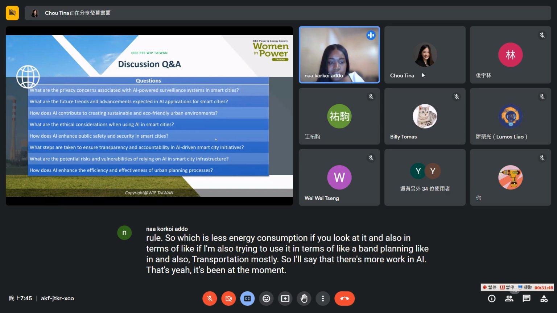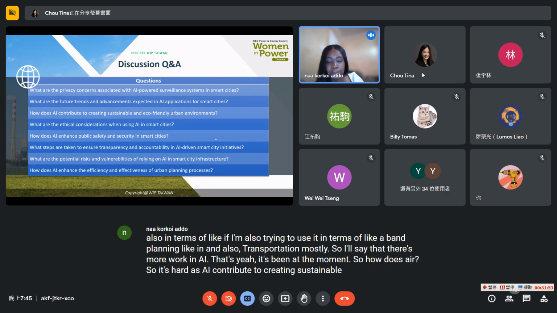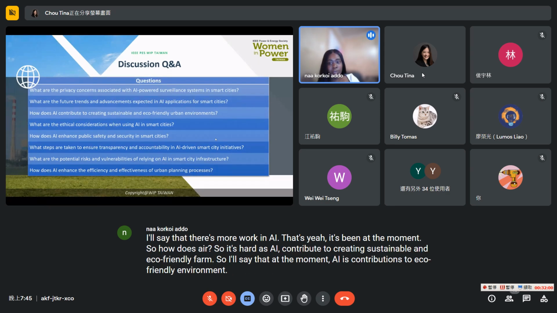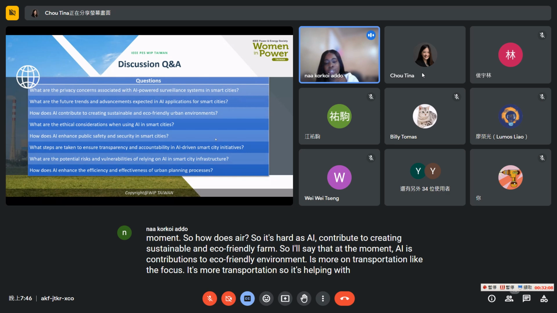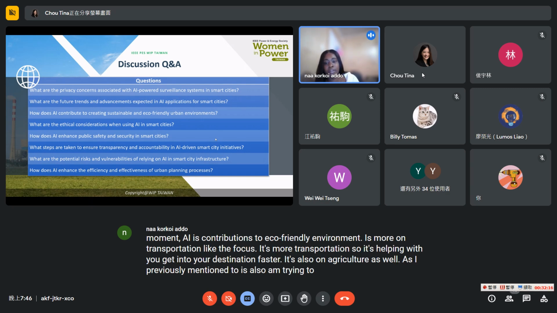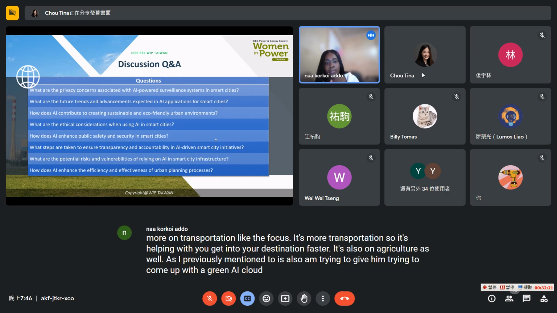Sorry, the question is how does AI contribute to creating sustainable and eco-friendly environments? I'll say that at the moment, AI's contribution to an eco-friendly environment is more on transportation. The focus is more on transportation, helping you get to your destination faster. It's also on agriculture, as I previously mentioned, and it's also trying to come up with a Green AI Cloud. So that's where it is at the moment.